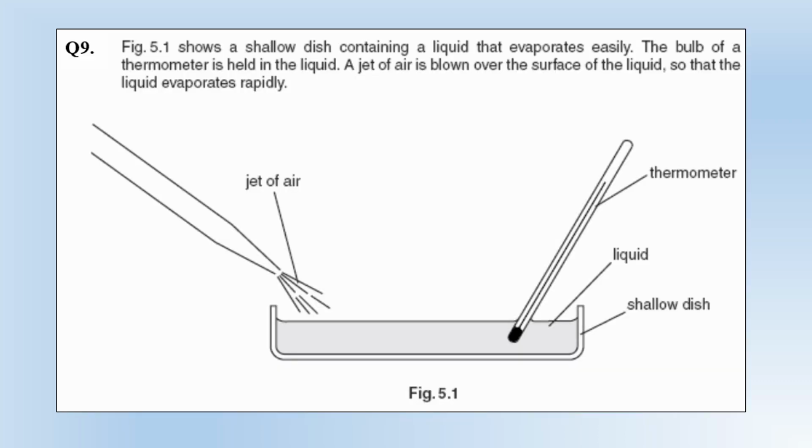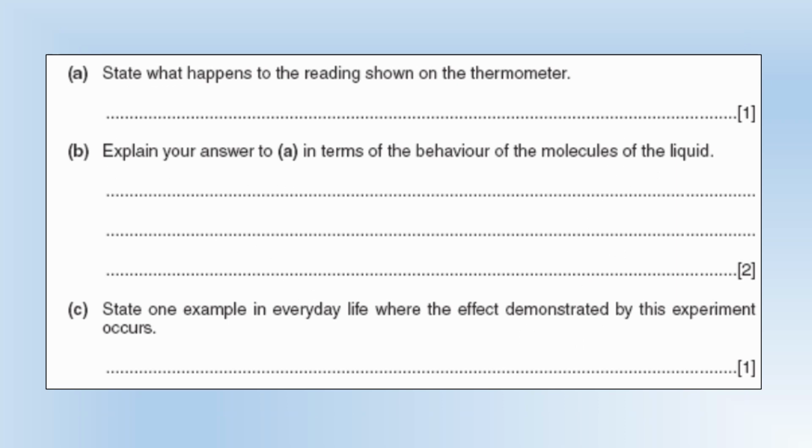So the diagram shows a shallow dish containing a liquid that evaporates easily. The bulb of a thermometer is held in the liquid. A jet of air is blown over the surface of the liquid so that the liquid evaporates quickly. Because remember, fast-moving air over the top of the liquid increases the rate of evaporation. So state what happens to the reading shown on the thermometer. Well, evaporation causes the liquid temperature to drop, so it's going to decrease.